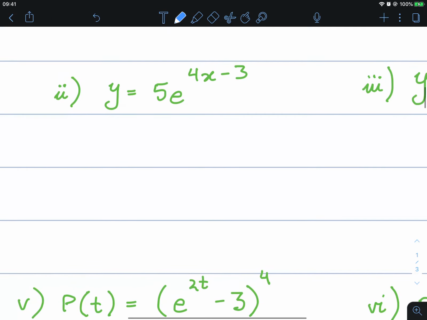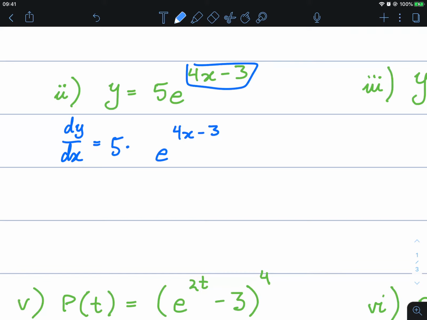For this one, we're going to derive this. Let's use different notation, dy and dx. Because of this coefficient, we're just going to multiply everything, so 5 times, well, it's going to be the exact same thing, so e to the 4x minus 3. Notice how I've left a gap here, because now I'm going to derive the power of e. The derivative of 4x minus 3, that's just 4. So 5 times 4 gives us 20e to the 4x minus 3.